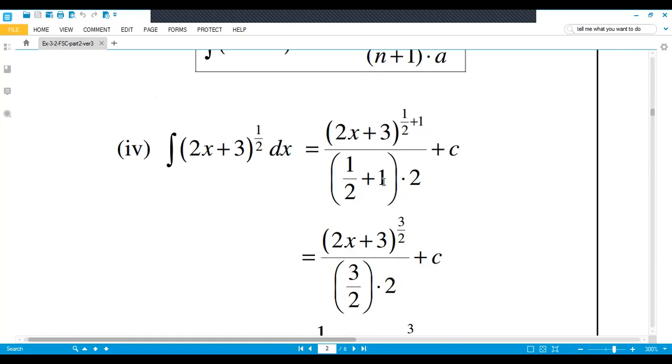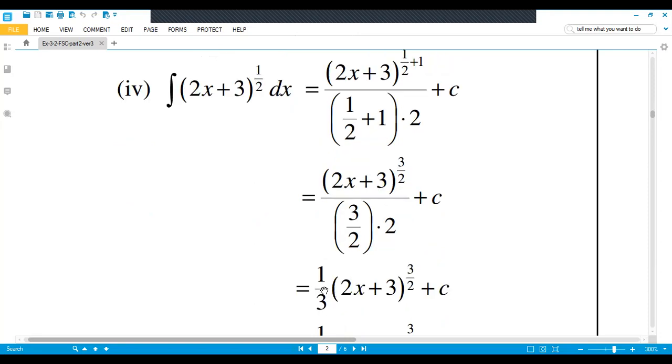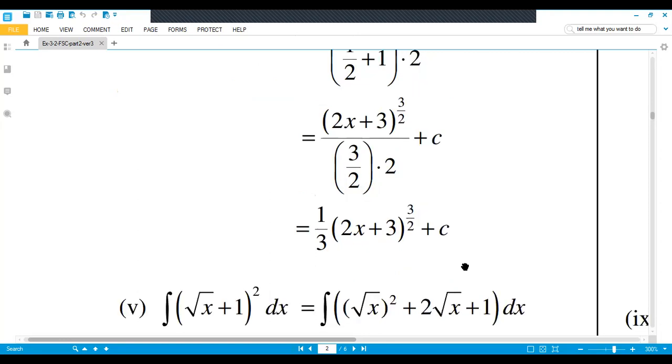So 1 over 2 plus 1, that is 3 over 2, into 2. 2 and 2 cancel. So you get 1 over 3 into (2x plus 3) power 3. Plus C will come with each integrated value. That is the constant of integration.